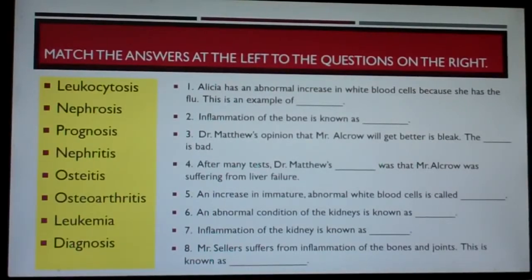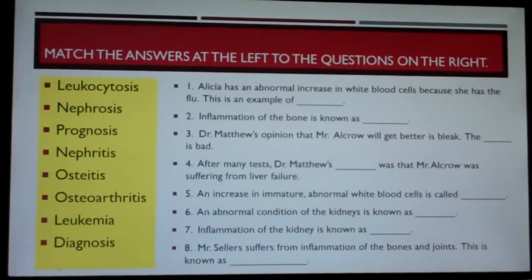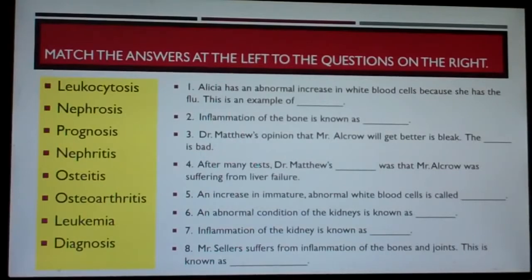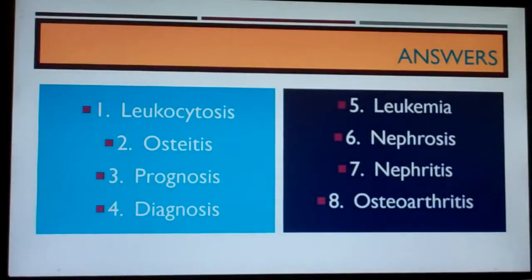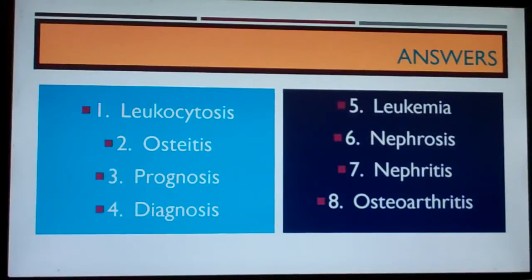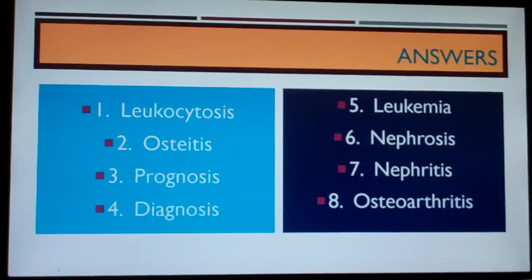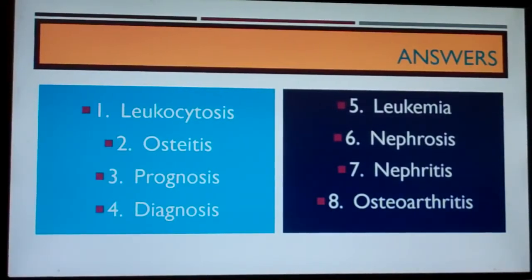Number 6, an abnormal condition of the kidneys is known as blank. Number 7, inflammation of the kidney is known as blank. Number 8, Mr. Sellers suffers from inflammation of the bones and joints. This is known as blank. Answers. Number 1 is leukocytosis. Number 2 is osteitis. Number 3 is prognosis. Number 4 is diagnosis. Number 5 is leukemia. Number 6 is nephrosis. Number 7 is nephritis. Number 8 is osteoarthritis.